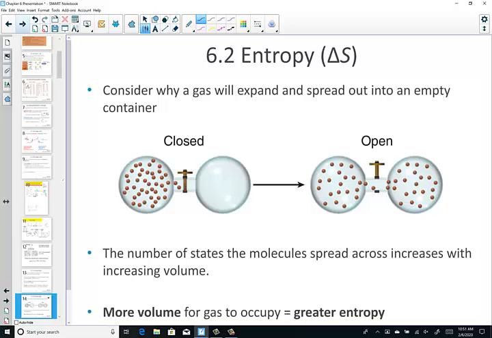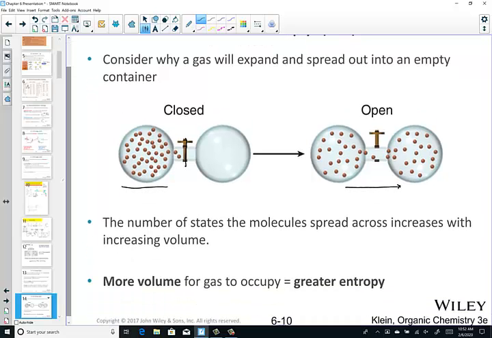And think about why a gas is actually allowed to expand and diffuse into any empty space. So if I have a closed vessel, these gas particles will randomly disperse inside the container, and if I open the valve, it will increase its entropy, which is favorable, by moving to a larger volume. So more volume creates more microstates, which means that it has greater entropy.